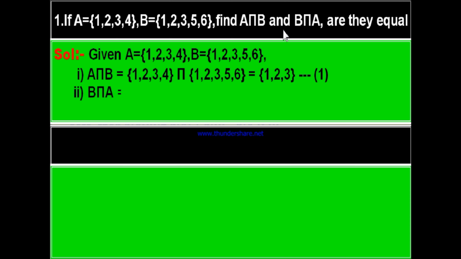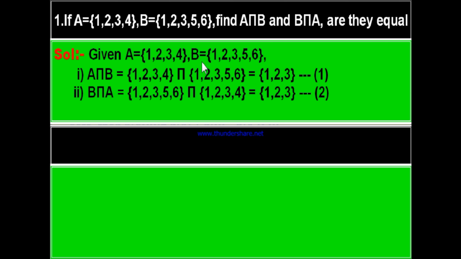Now let us find B intersection A. B intersection A means first write set B. Set B means the set 1, 2, 3, 5, 6. Intersection set A means set 1, 2, 3, 4. This is equal to. Again you have to list out the common elements. Since you are finding the common elements, again 1, 2 and 3 are the common elements. Therefore A intersection B is set 1, 2, 3 and B intersection A is also set 1, 2, 3.